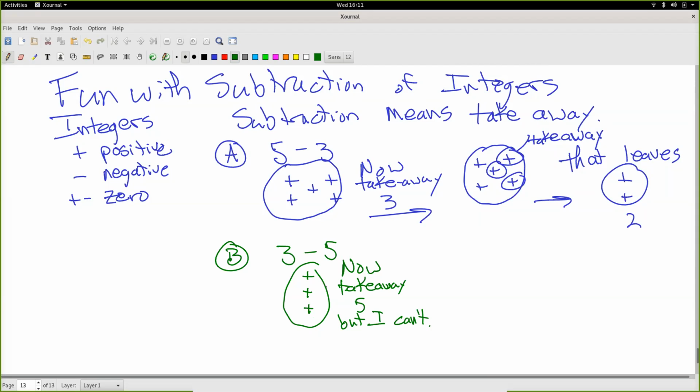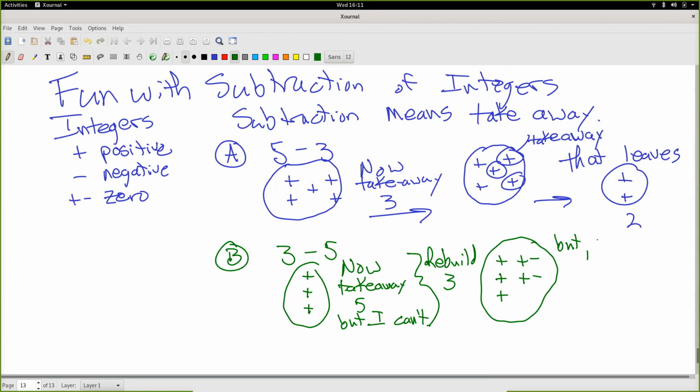I remember. I can rebuild 3 to look different. Rebuild 3. So that's 3. So is that. So is that. This still is 3, but now I can take away 5.